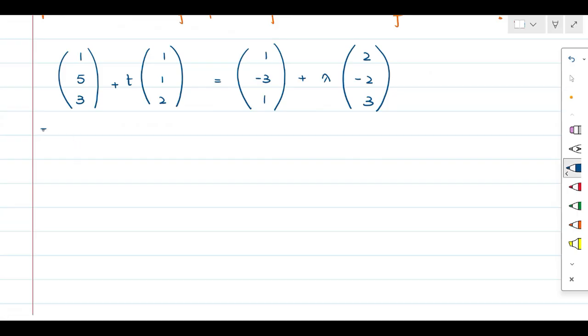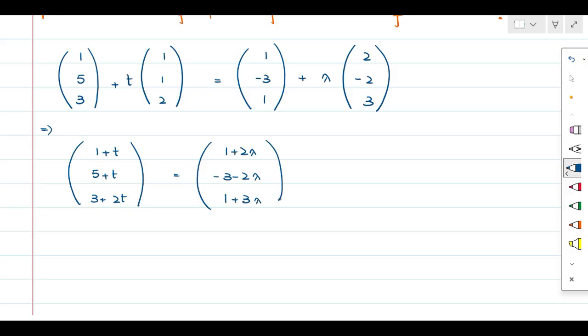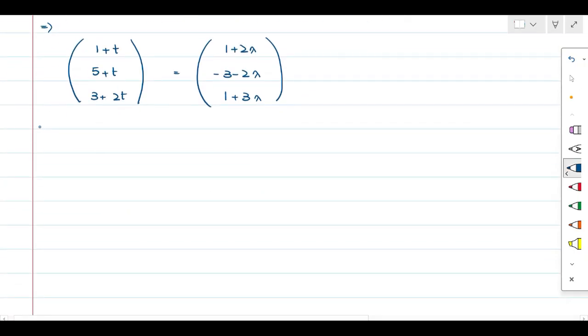Here you will get the equation (1 plus 1 times t, 5 plus 1 times t, 3 plus 2 times t) equals (1 plus 2 lambda, minus 3 minus 2 lambda, 1 plus 3 lambda). Now here we have the equation 1 plus t equals 1 plus 2 lambda.